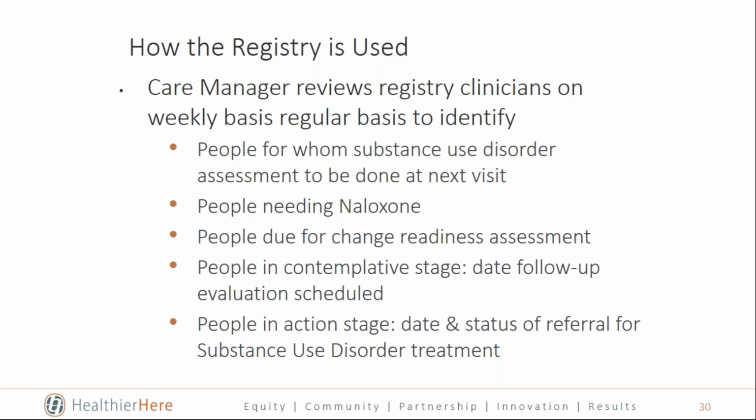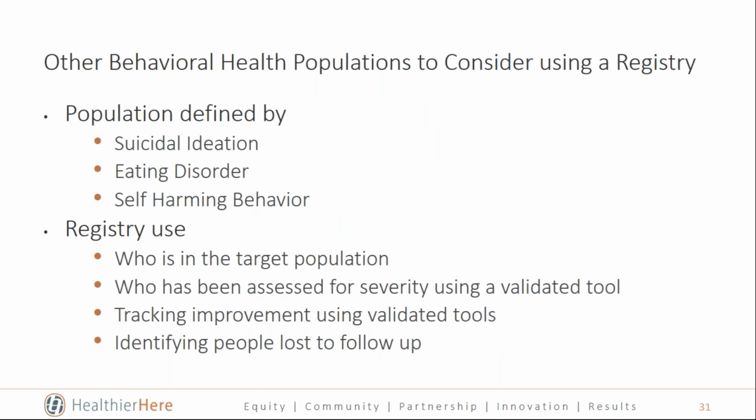But we want to be identifying people who have substance use disorder, which needs to be addressed in some way at their next visit, people who don't have naloxone who need it, people who are due to have their change readiness assessment asked about, and people, again, who are in the contemplative state or the action stage, where we may be able to move them along. So that really is it. Now there are other populations that I think are worth thinking about.